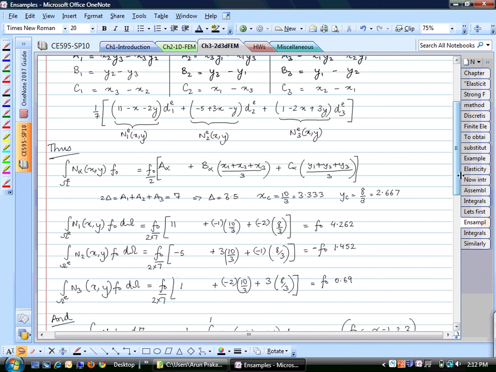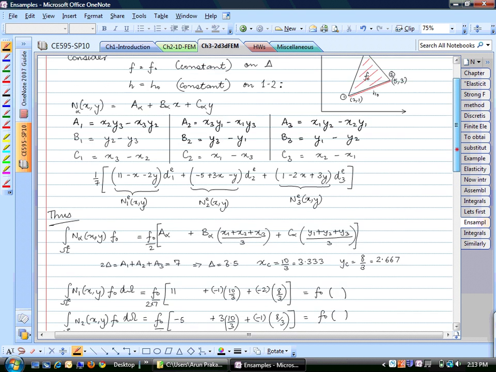And if you use this formula, you will get some number here, here, and here. And what should you get? Anyone take a guess?